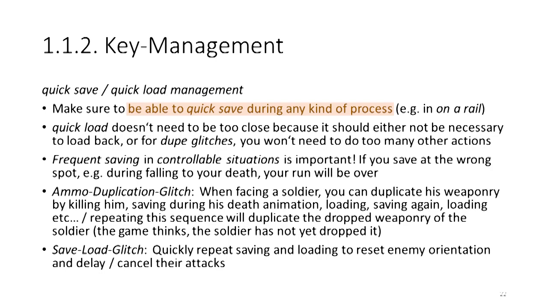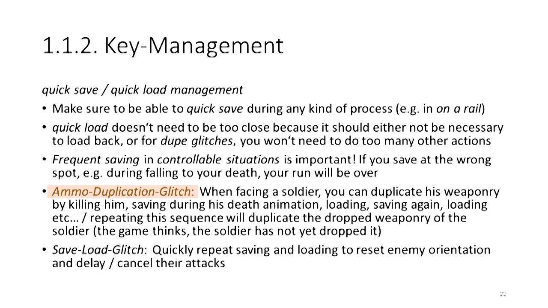For example, on a rail, where mistakes and losing speed is quite frequent. It is therefore important that you make frequent saving in controllable situations, so that you are still possessing full control over what you want to do and have all the options open to continue the game, maybe even on another path than you chose before. There are 2 glitches used as tricks in Half-Life that are connected to quick saving and quick loading commands.